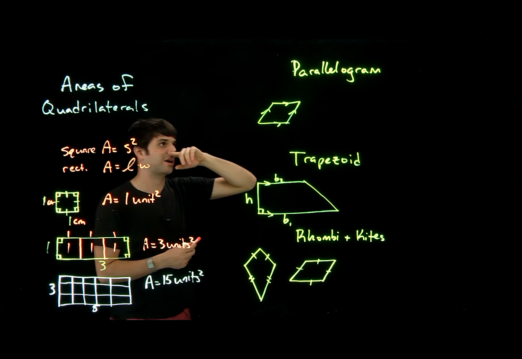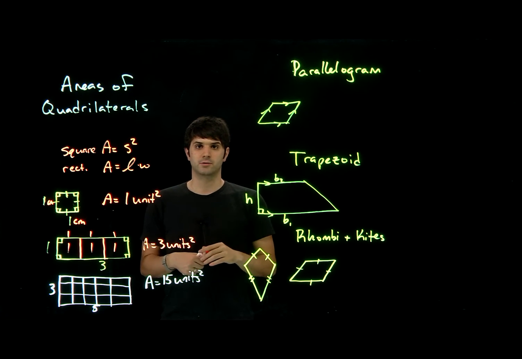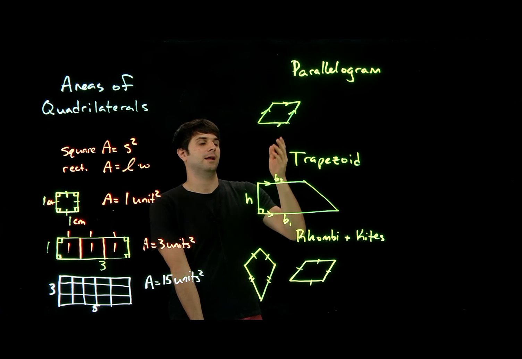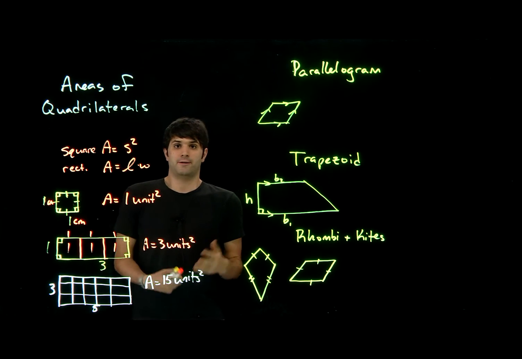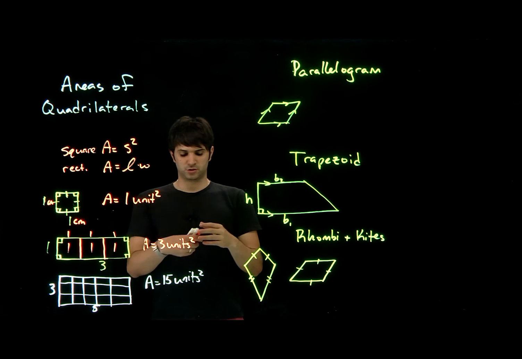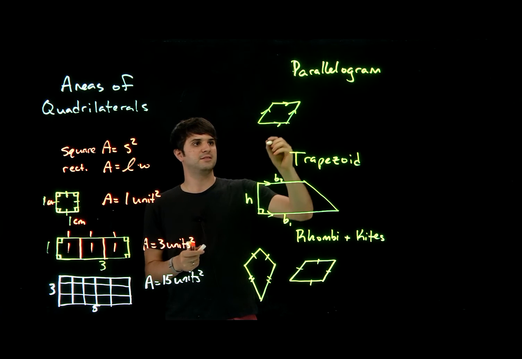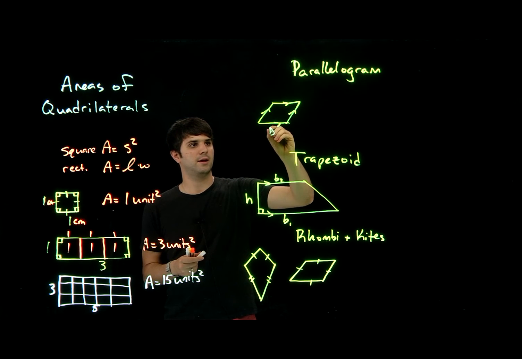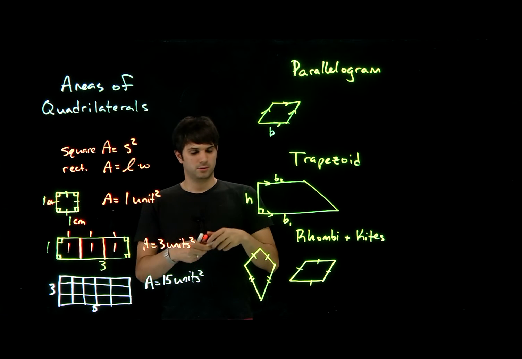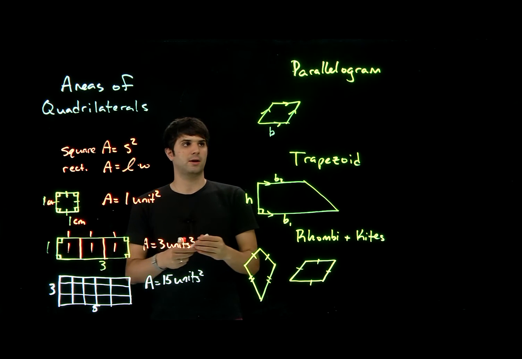Now let's move on to some more complex quadrilaterals: parallelogram, trapezoid, rhombus, kites. So now what we have here is a parallelogram. Maybe we don't know how to find that, but we can use a rectangle or a square and try to find it. So let's say this is the base. Notice that we also have a base in a rectangle.